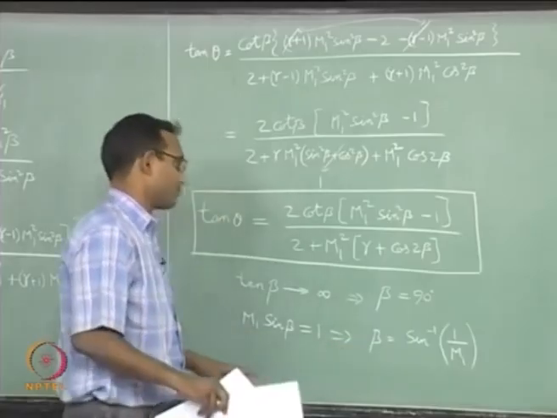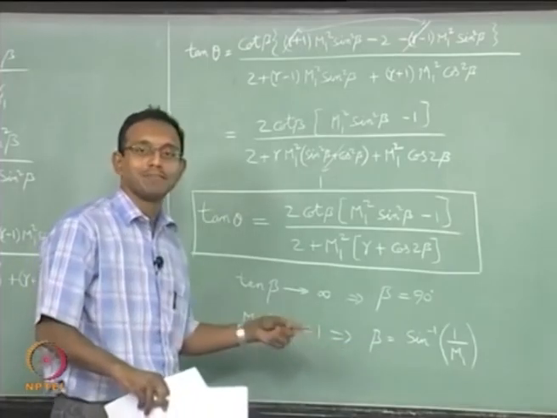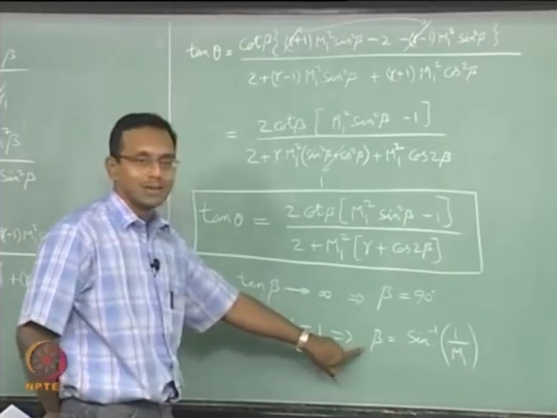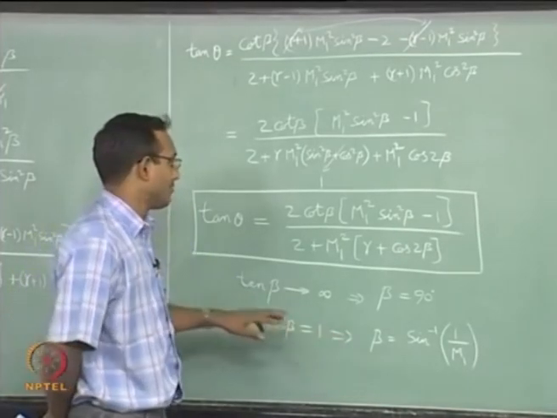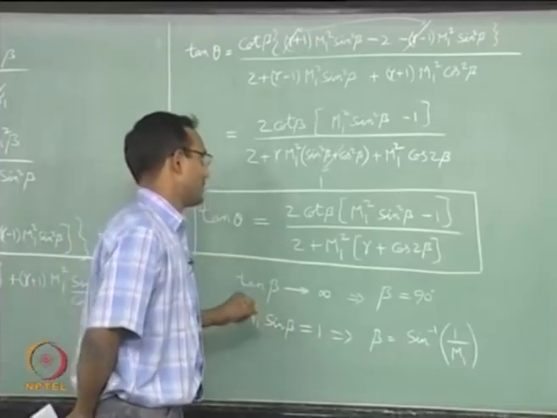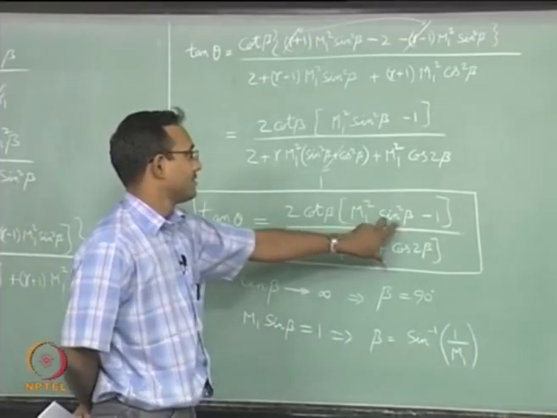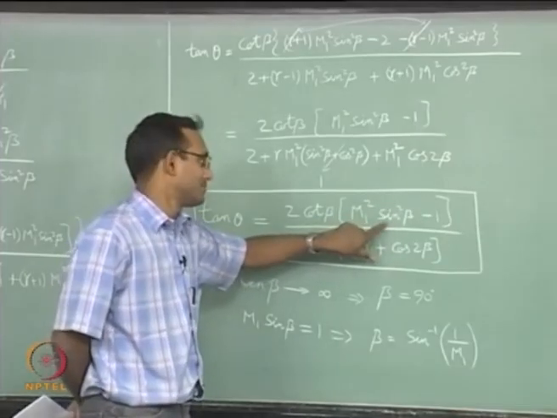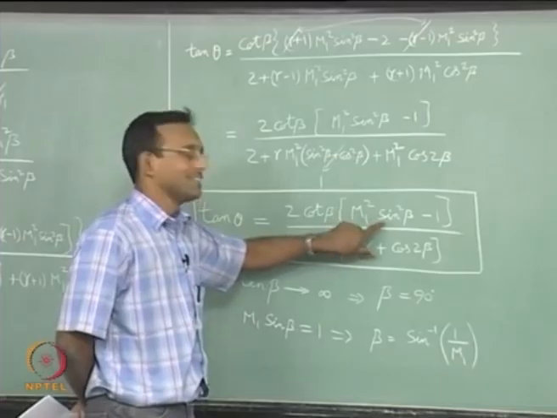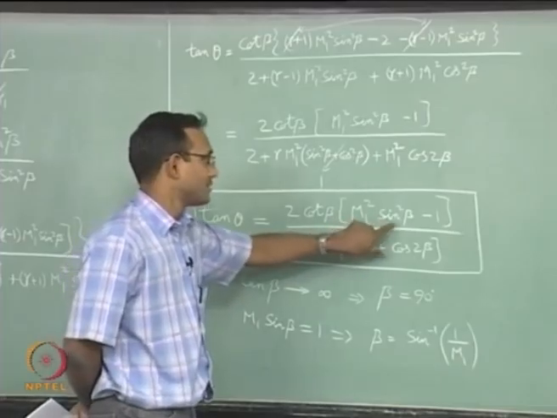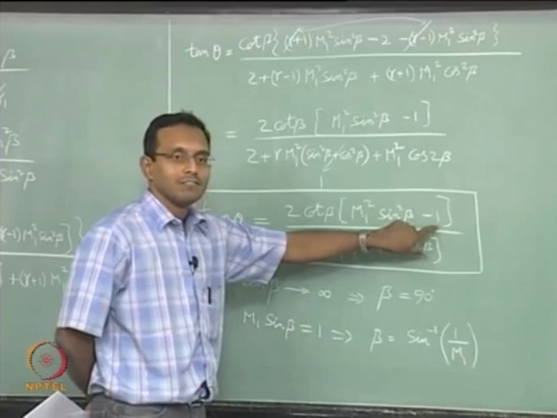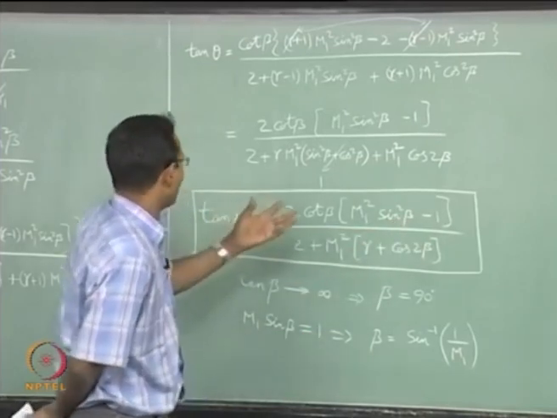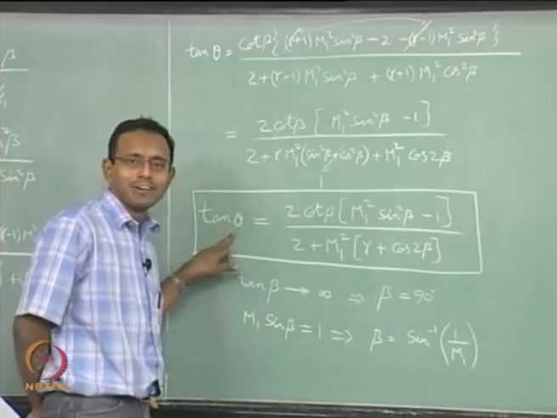What if, oh I just jumped ahead of myself. What if my beta is less than this value? If my beta is less than this value, then sin square will become lesser than that value, right, sin is an increasing function from 0 to 90. It will become less than that value, which means M1 square sin square beta minus 1 will be less than 0, it will become negative. That does not mean anything here, theta will become negative, we cannot tell anything special here.